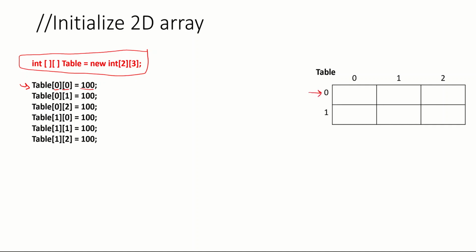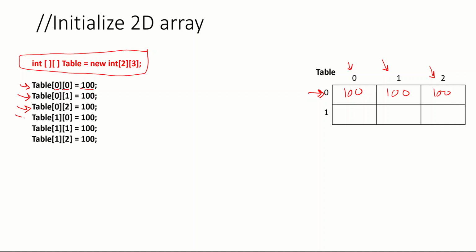So this is location 0 and 0, and the value will be 100. Similarly, go to location 0 and 1. So this is row 0 again, but I'm talking about column 1, and here we should have 100. And then again the same row 0, but column 2. So this is column 2, and the value will be 100. So within the same row, we went for each column and then we saved the value 100.